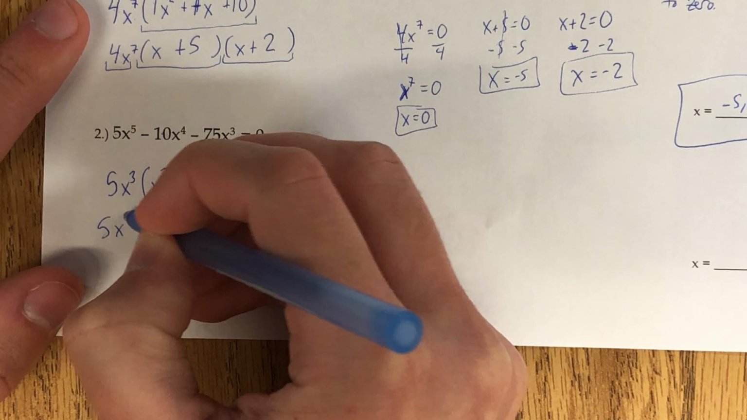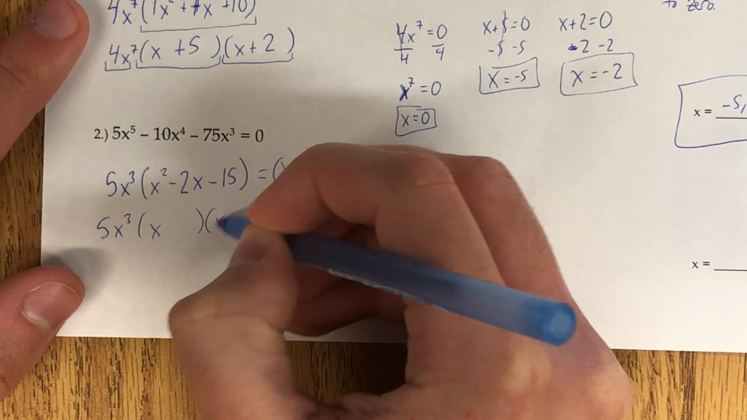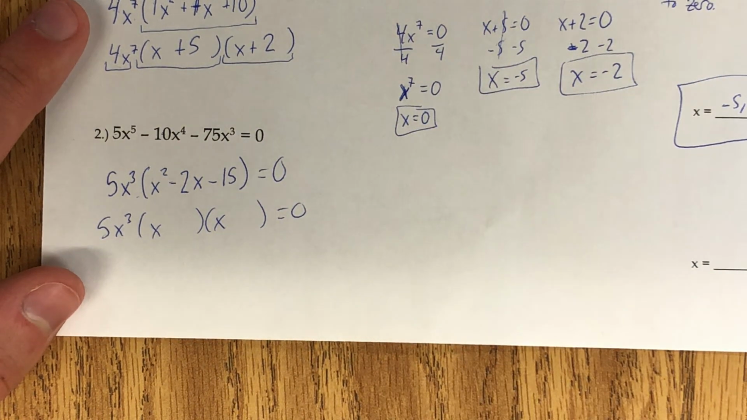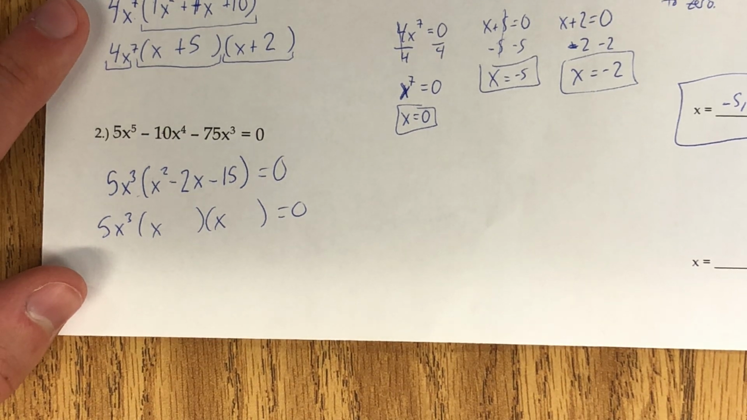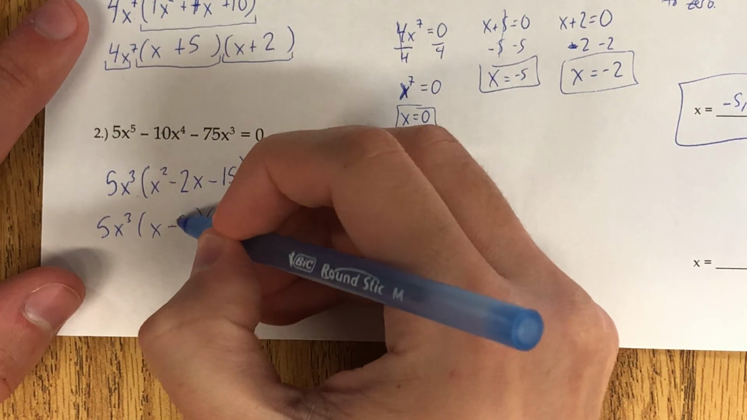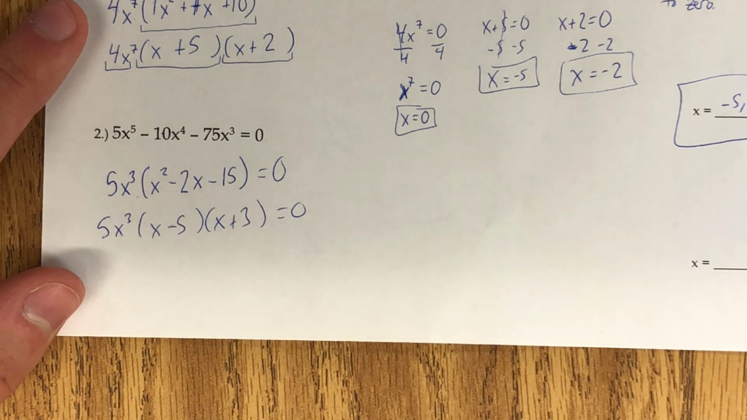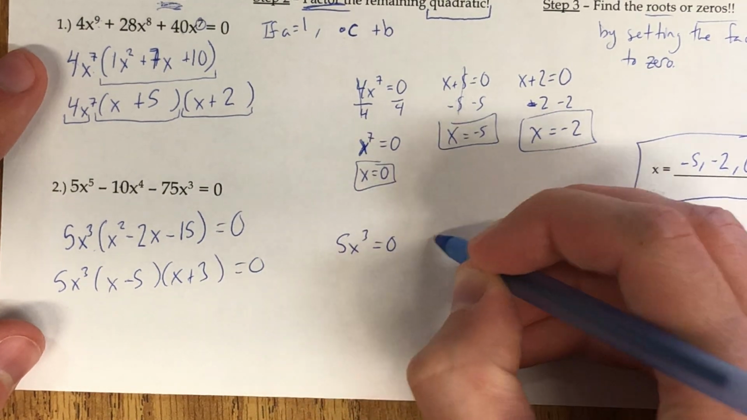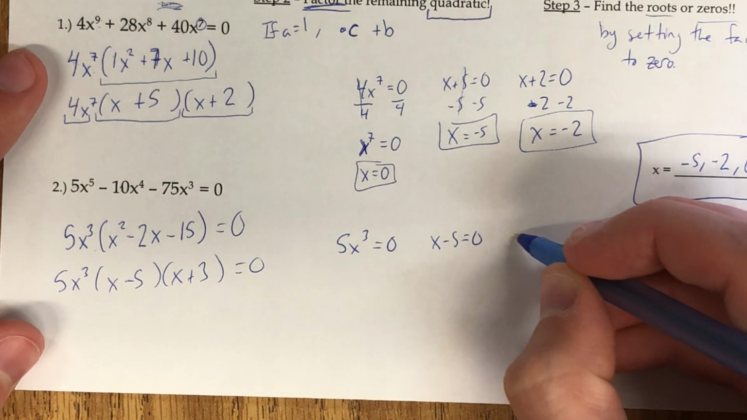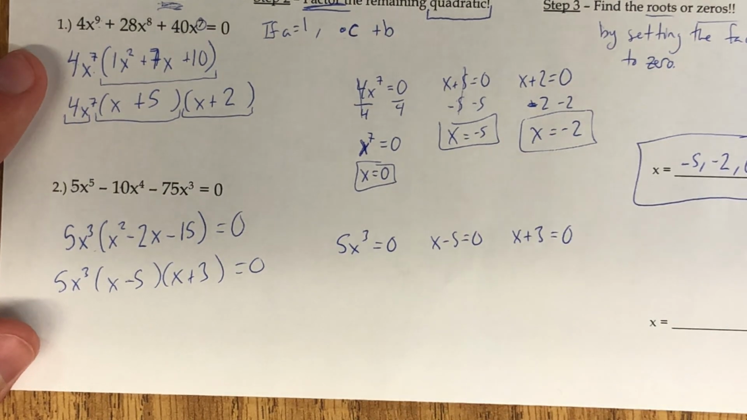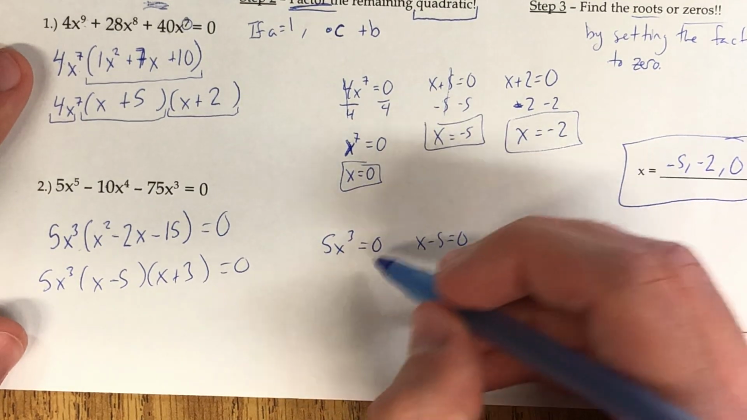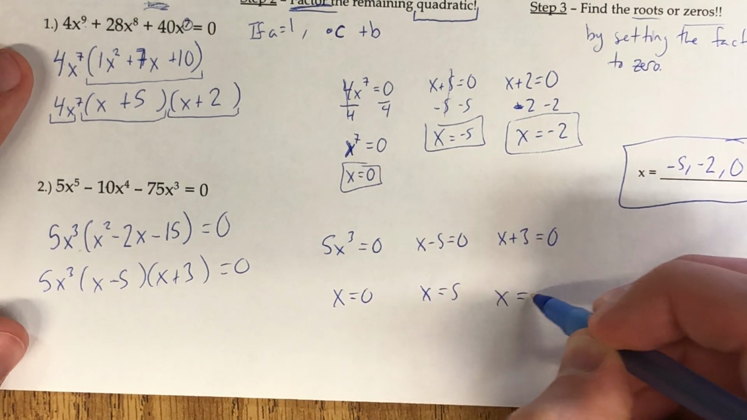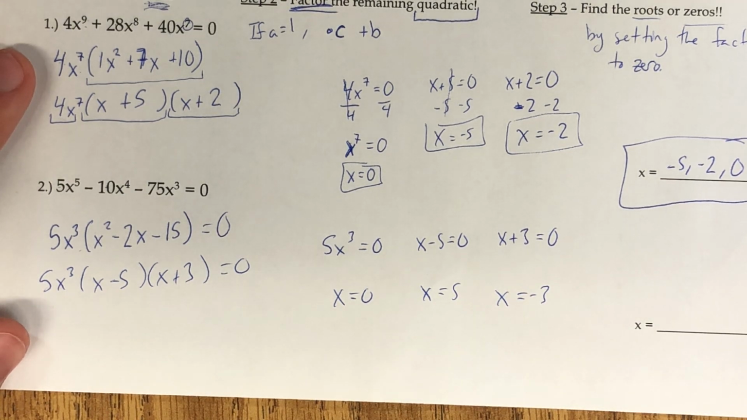Step 2, factor the remaining quadratic. Since our a value is 1, we can factor by looking for numbers that multiply to c and add to b. The two numbers that multiply to -15 and add to -2 would be -5 and +3. At this point, we can set those factors equal to 0. Set 5x cubed equal to 0. Set x minus 5 equal to 0. Set x plus 3 equal to 0. Solve for x. We're going to get 0, 5, and -3.